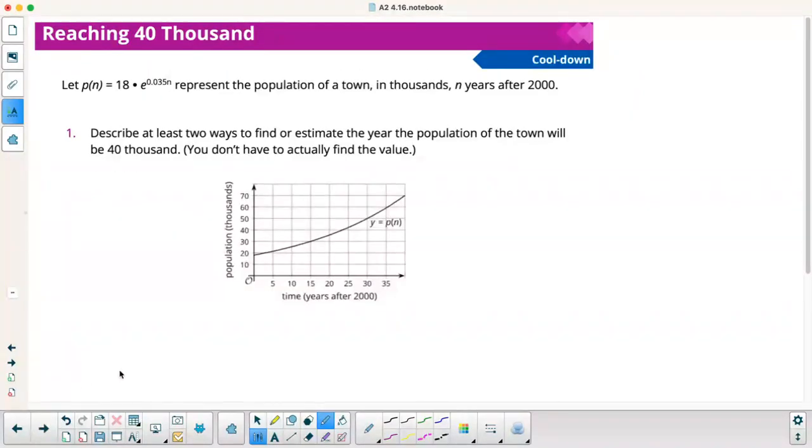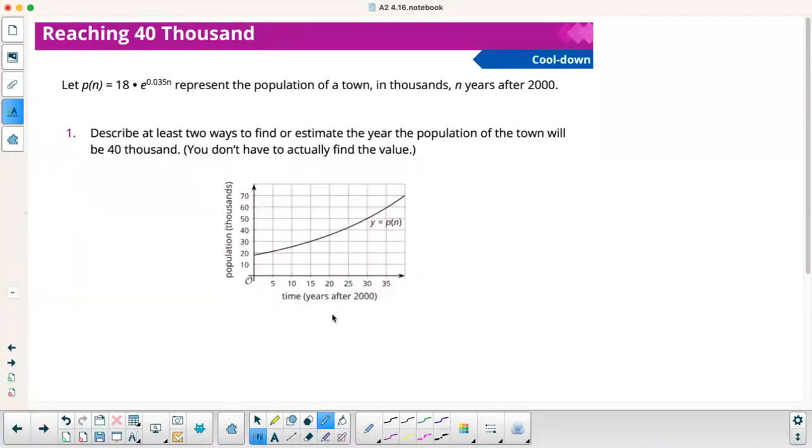So last thing, cool down. So here's my function P of n. Initial value is 18, growing at 3.5%. This represents the population of a town in thousands, n years after 2000. Describe at least 2 ways to find or estimate the year when the population of the town will be 40,000.